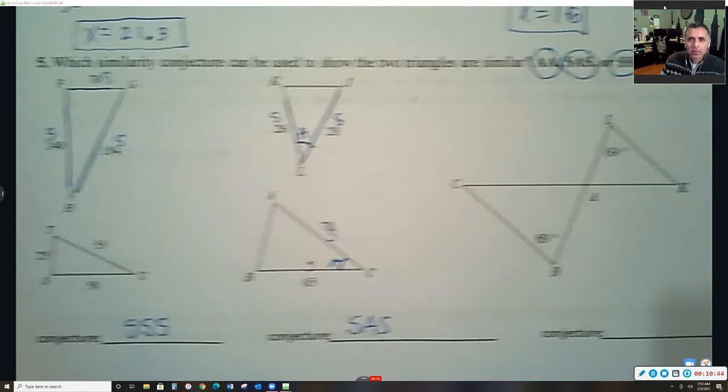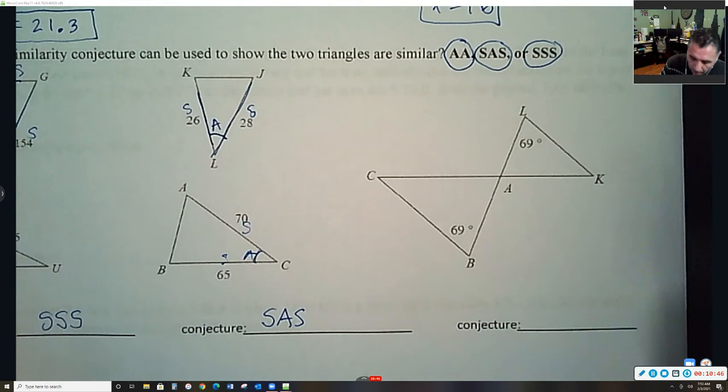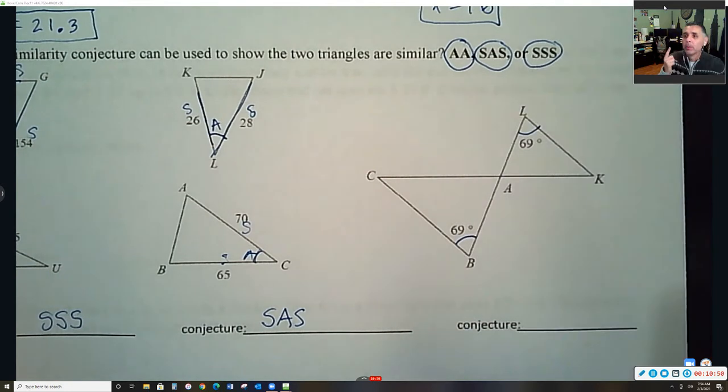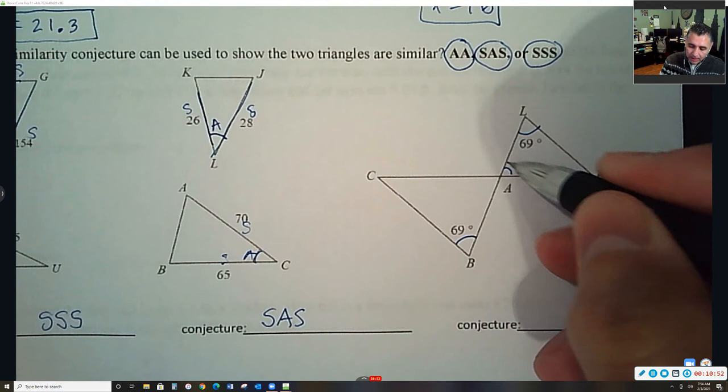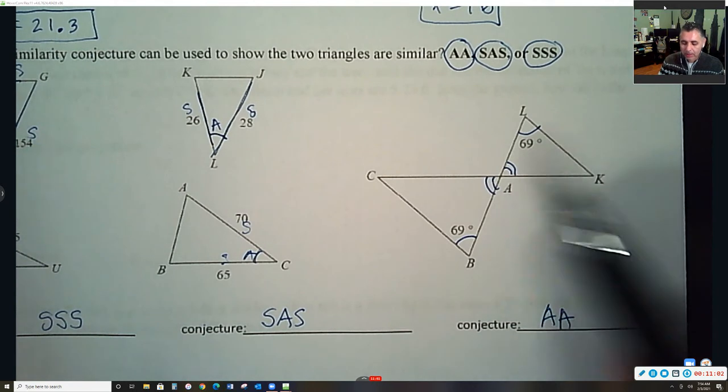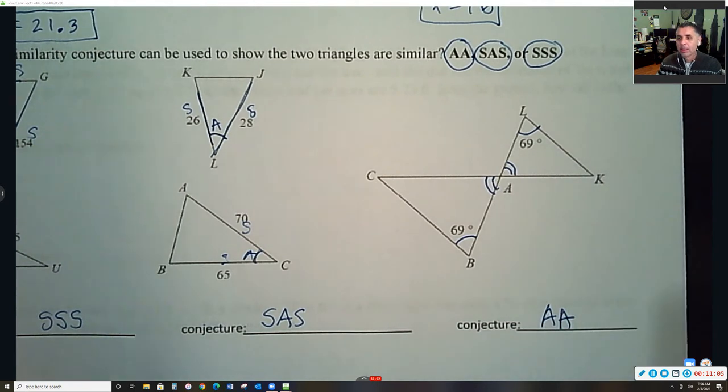And then the last one gives us information about this angle, and we know this one. Like, we know that information. We know those vertical angles, so we know those two angles are congruent. So I know those two triangles would be similar by angle, angle. And that's it for part 1.